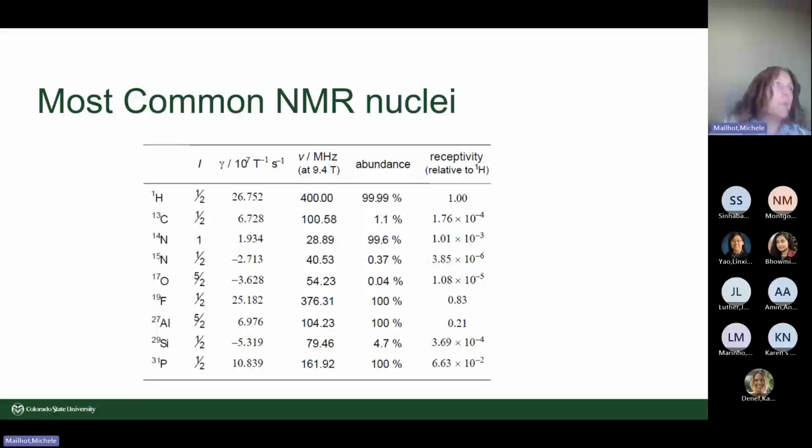So the most common nuclei are the ones listed here, mostly biologically relevant: proton being the most popular, carbon, nitrogen, oxygen, fluorine, aluminum, silicon, and phosphorus. The main takeaway from this slide is really the natural abundance, that's this category here. Proton is basically 100% natural abundance. There's a couple other nuclei, fluorine, aluminum, and phosphorus. The rest are not. So it's a low sensitivity technique in those regards, but we can still observe them and get good data for those.